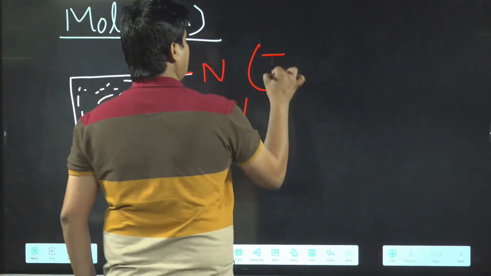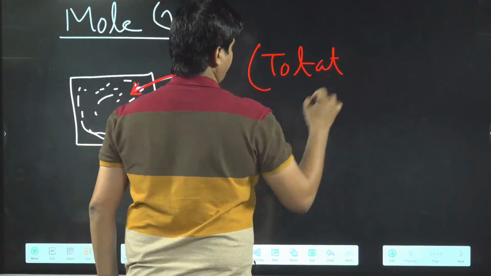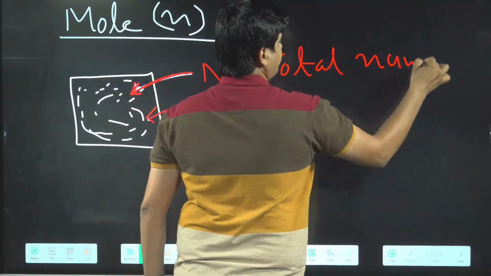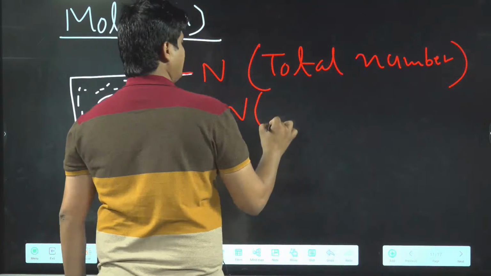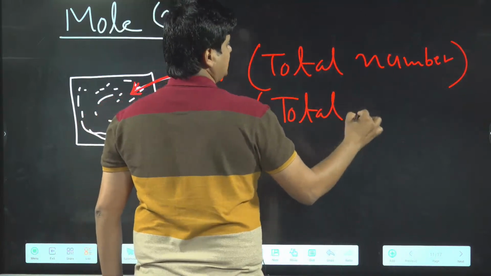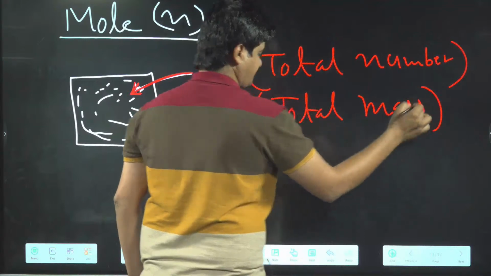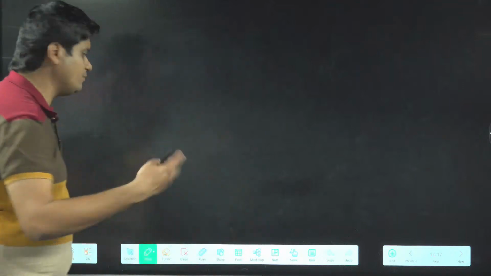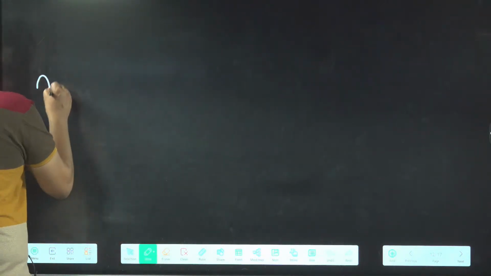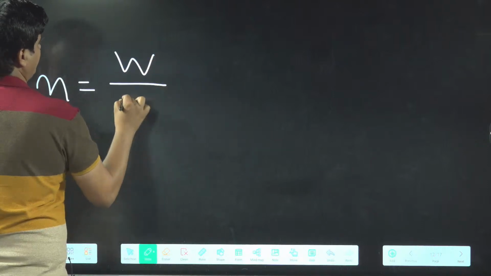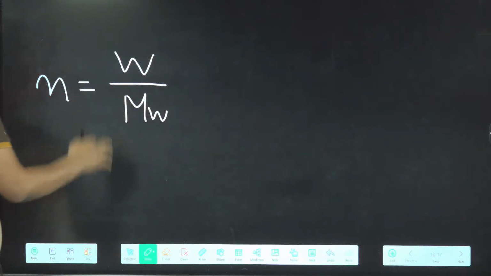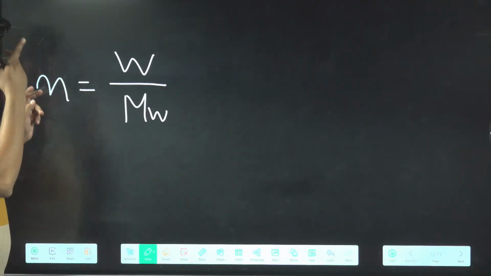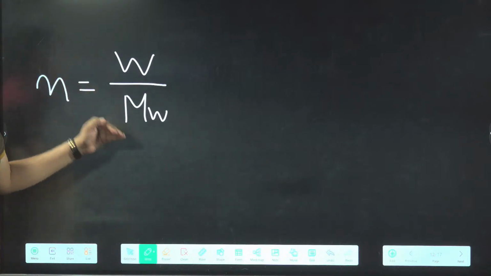N is total number, and this W is total mass. Now if I want to know the value of mole, I will write it like this: n is equal to W upon MW, means mass upon molar mass. Number of moles is equal to mass upon molar mass.